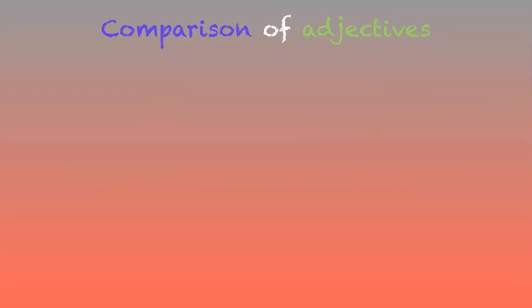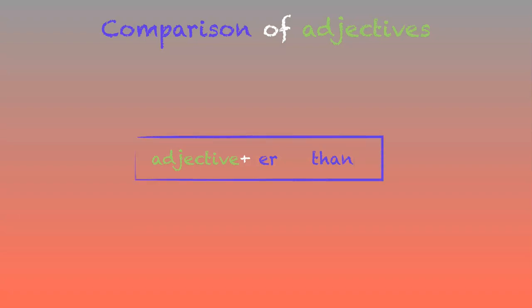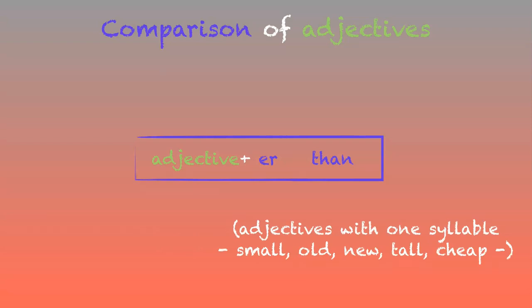So, when we talk about comparison of adjectives, you have the adjective plus er and a than. Very important, this works only when you have adjectives that have one syllable, like small, old, new, tall, or cheap.